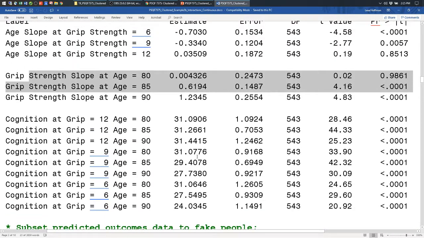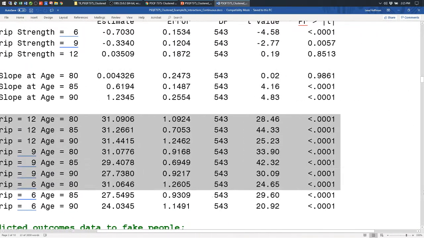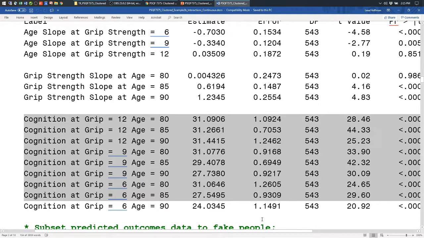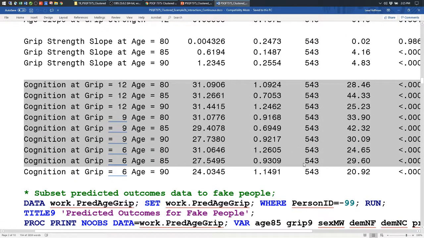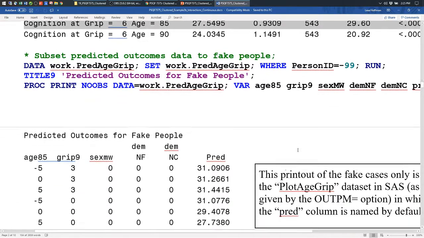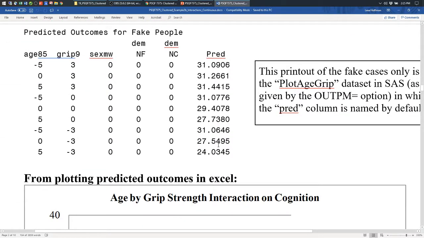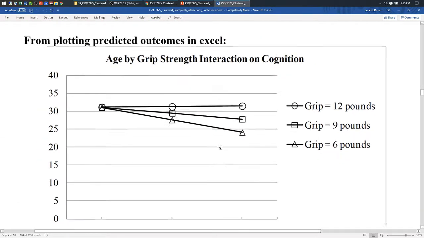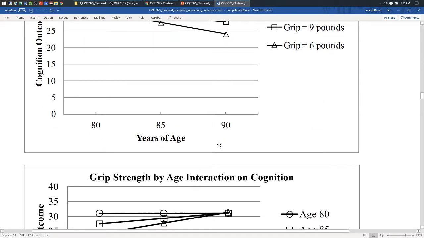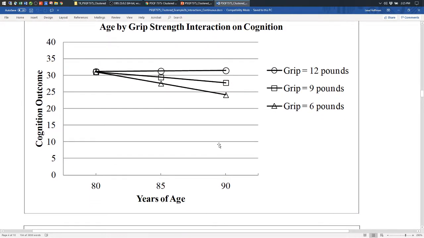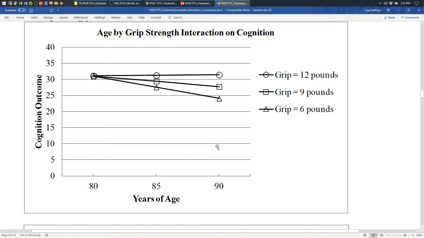And then here are the predicted outcomes for my fake people. This is from the estimate statements, and then this is printed from the data set. And here's my picture. Two pictures, in fact. So the best thing that you can do when you have an interaction that you want to explain is to make a picture.